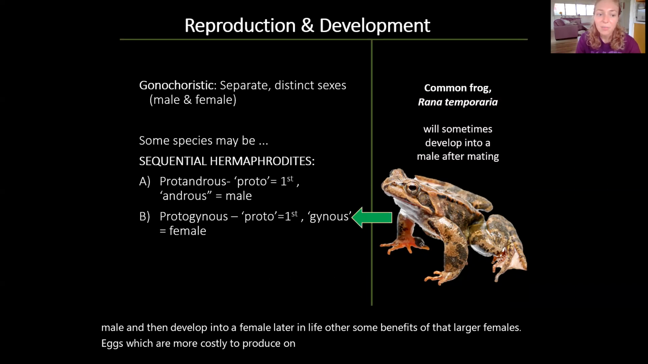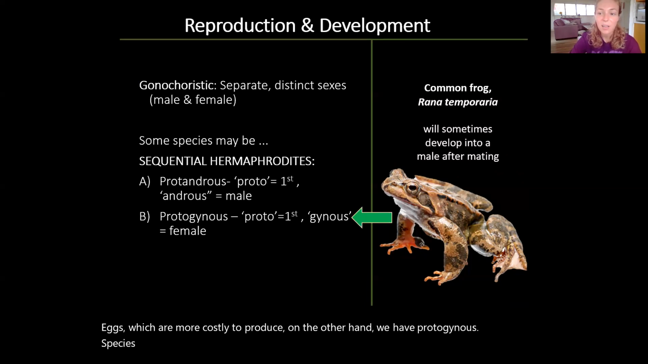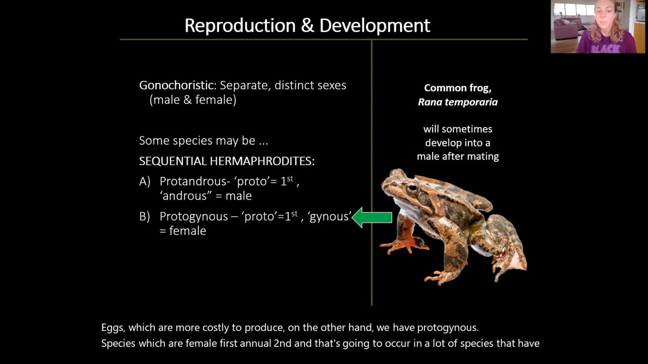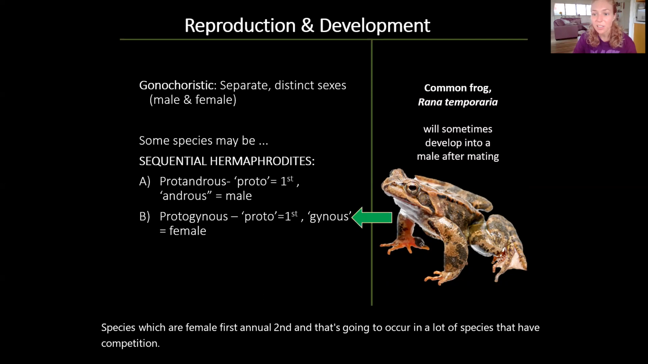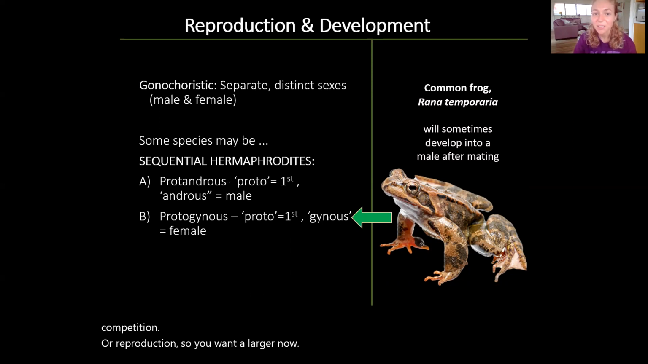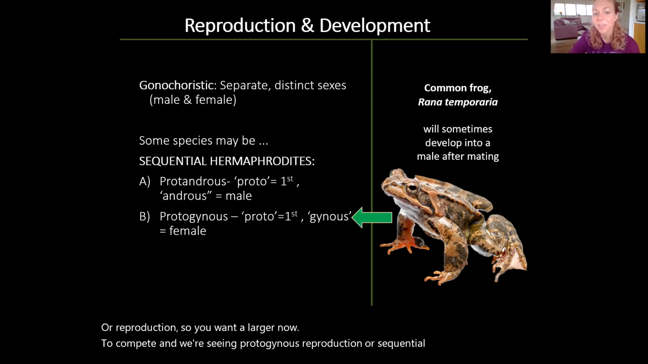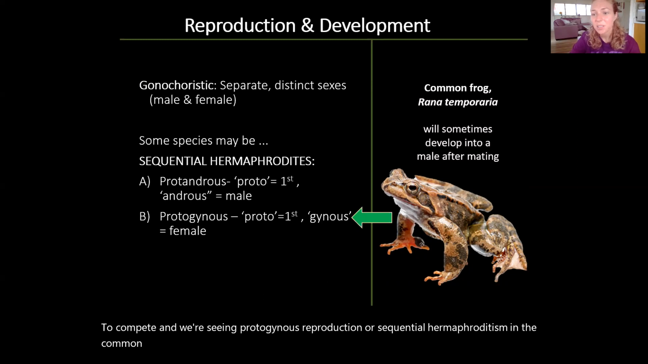On the other hand, we have protogynous species, which are female first and male second. And that's going to occur in a lot of species that have competition for reproduction. So you want a larger male to compete. And we're seeing protogynous reproduction or sequential hermaphrodism in the common frog, which sometimes develops into a male after mating successfully as a female.